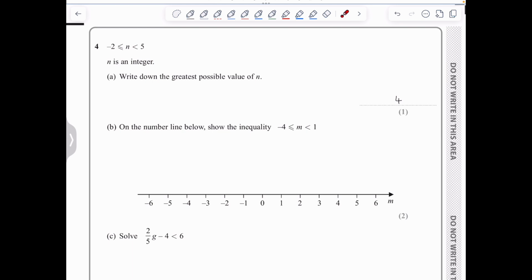In part B, we are asked to show on the number line below the inequality negative 4 less than or equal to m less than 1. Well, I will start by drawing a full circle on negative 4 because at negative 4 we've got an inclusive inequality, and then an empty circle at 1 because this is a strict inequality, and I join them together. So m could be anything between negative 4 inclusive and 1 excluding.